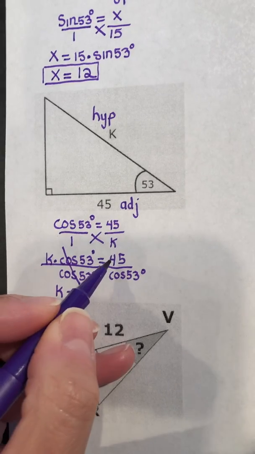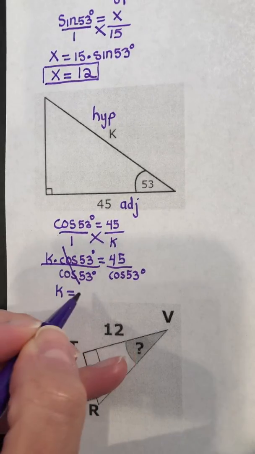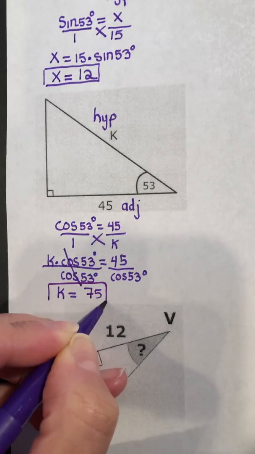All right, so when you type in 45 divided by the cosine of 53, you should get roughly 75. So double check that you have that answer.